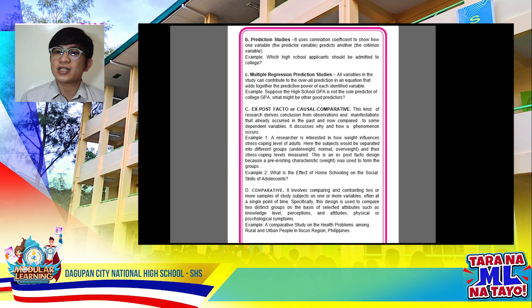For example, a researcher is interested in how weight influences stress coping levels of some adults. Here the subjects would be separated into different groups that could either be the underweight, the normal, and the overweight. So you have three groups there, and their stress coping levels are measured. So this is an ex post facto design because a pre-existing characteristic such as weight was used to form the group.